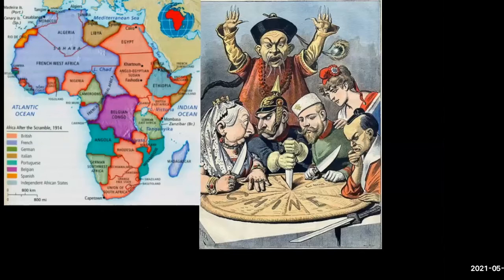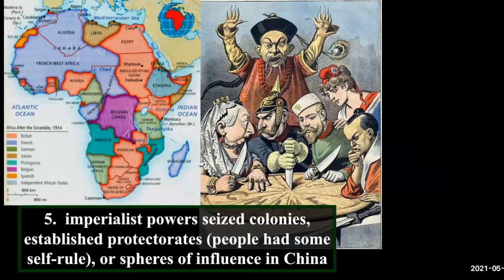Now, imperialist powers in Europe, but also in Asia, such as Japan, are going to seize their colonies and establish protectorates or spheres of influence. So again, with white man's burden and social Darwinism, we're going to see old-fashioned racism. Here we see caricatures of countries, basically anthropomorphizing them. Here we see England. This is Russia, Germany, Russia, France, and Japan. These are the imperial powers of period 3.